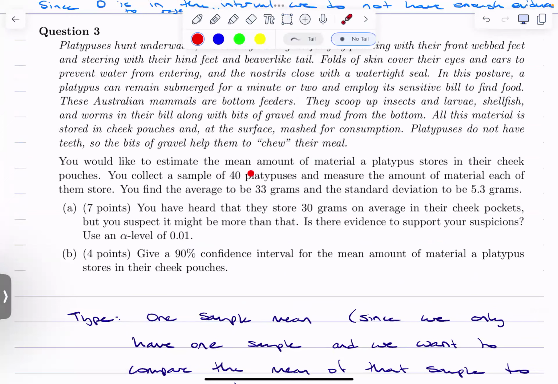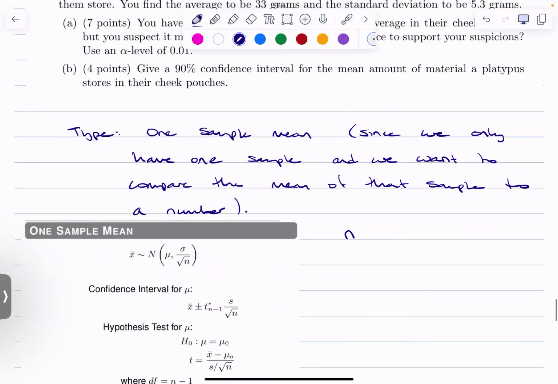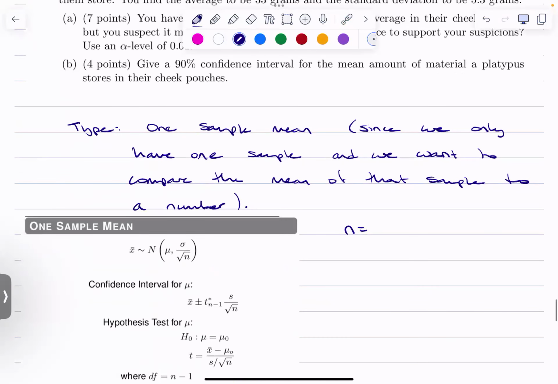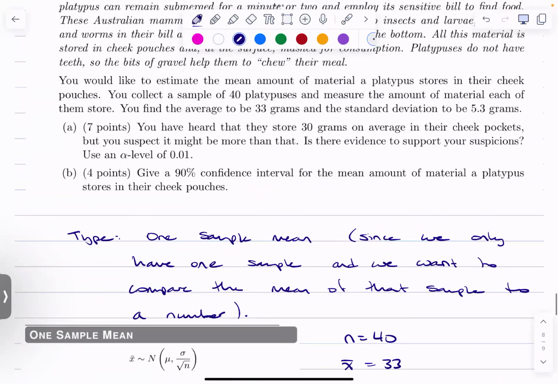So you would like to estimate the mean amount of material a platypus stores in their cheek pouches. You collect a sample of 40 platypuses and measure the amount of material each of them store. You find the average to be 33 grams and the standard deviation to be 5.3 grams. So let's jot down the information that we're given here. n is 40, x bar is 33 and your s was 5.3.